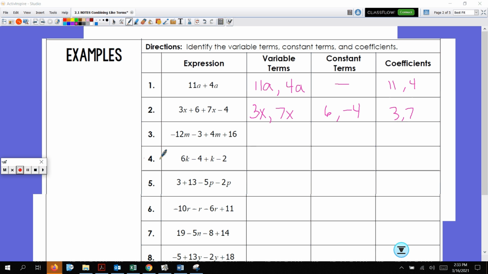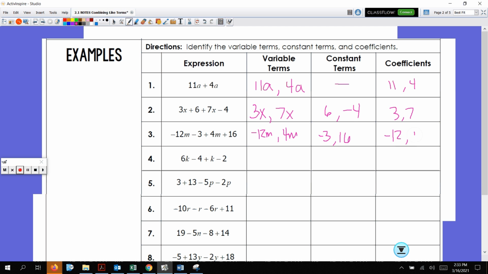All right, let's look at number 3 here. Okay, I have negative 12m and positive 4m. Those are my variable terms. Now we're going to write down our constant terms. Negative 3 and positive 16. For our coefficients, we're just going to look right over here. I got negative 12. I got positive 4. All right, those are my coefficients.